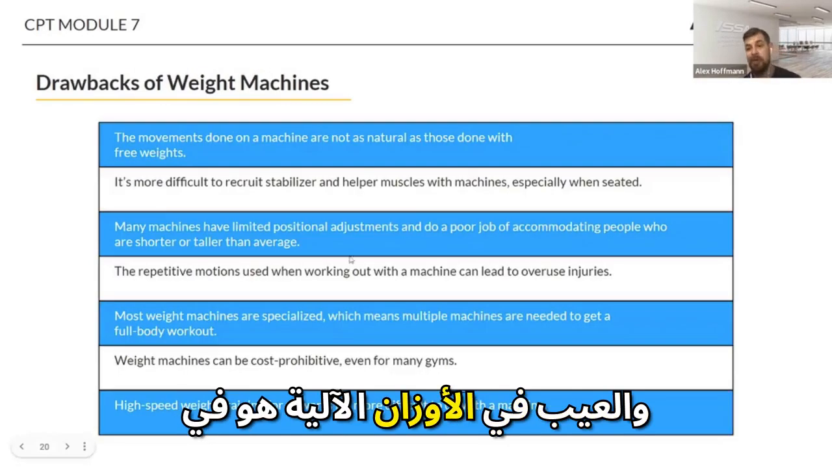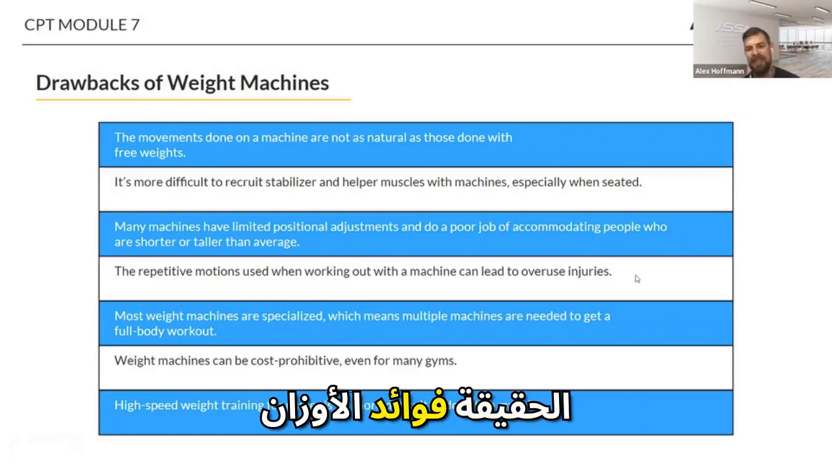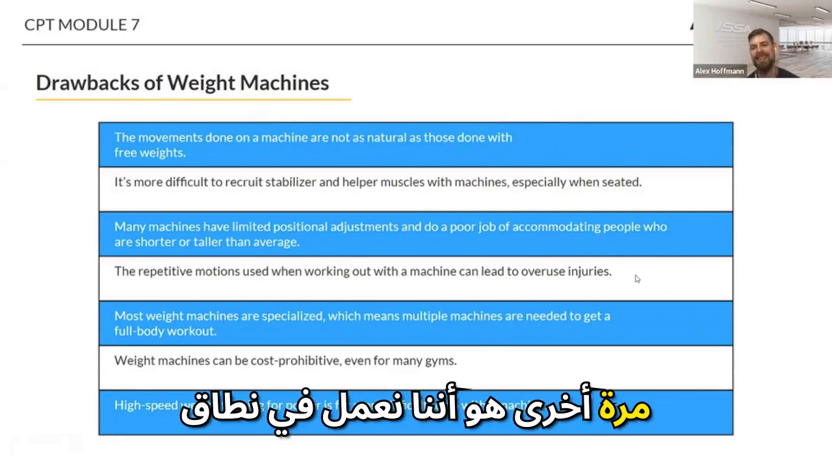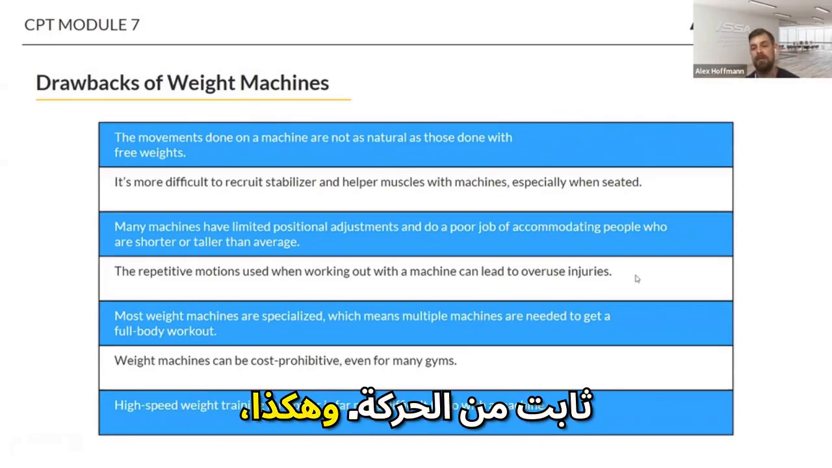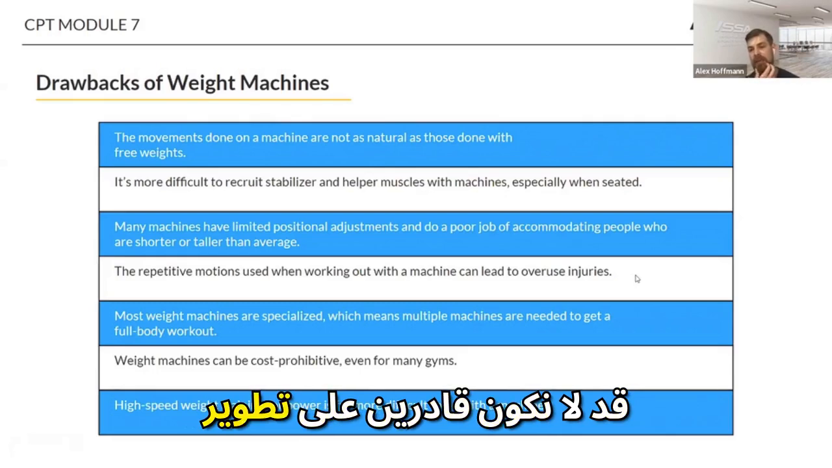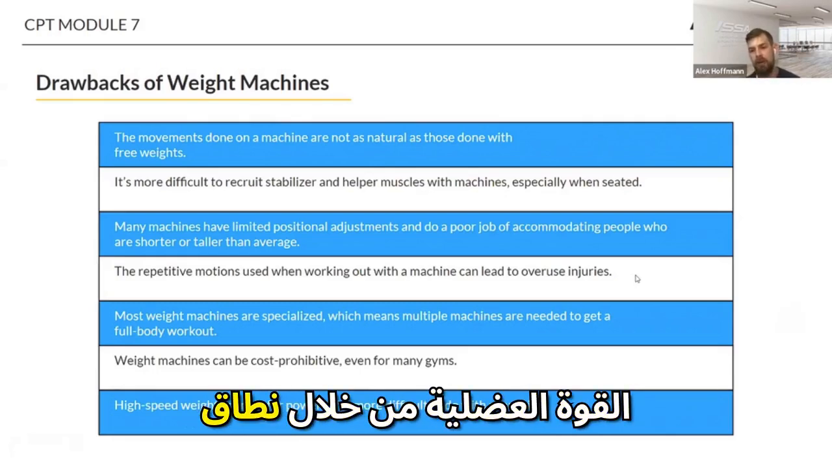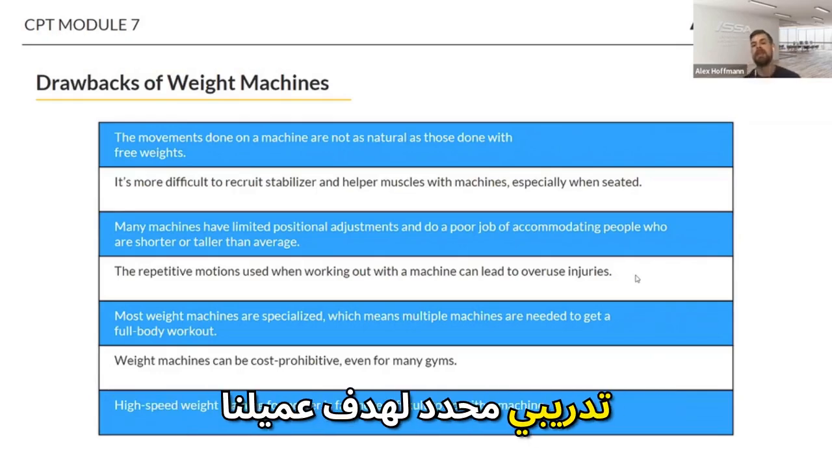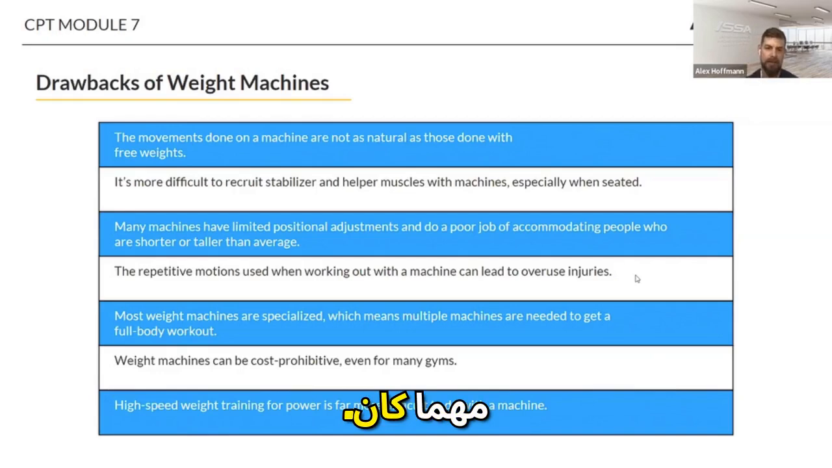And the drawbacks of machine weights are really the benefits of free weights that we have. And so the drawback of machine weights, again, is that we're working in a fixed range of motion. And so we may not be able to develop muscular strength through a full range of motion, or we may not be able to make the training program specific to whatever our client's goal may be.